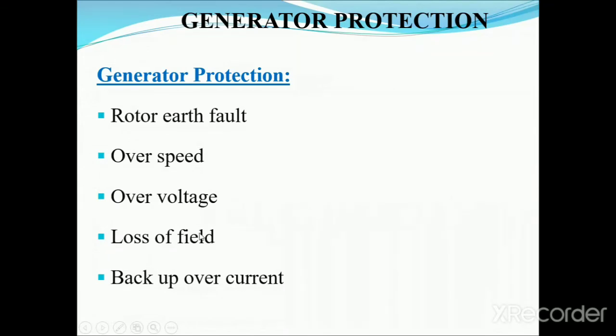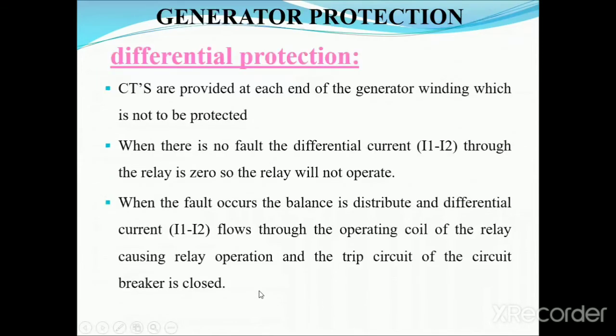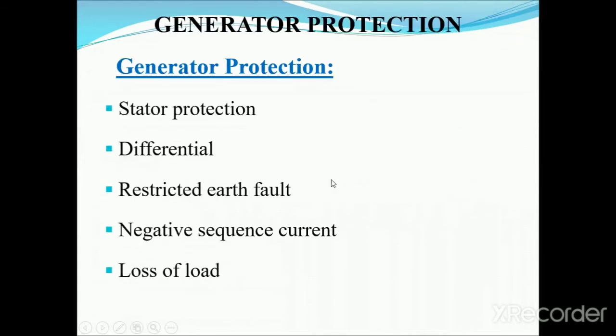Next is the loss of field. In some cases we lose the field current, so we have a separate protection for that, the loss of field protection. Next is the backup or over current protection. These are the various protective schemes in the case of a generator.